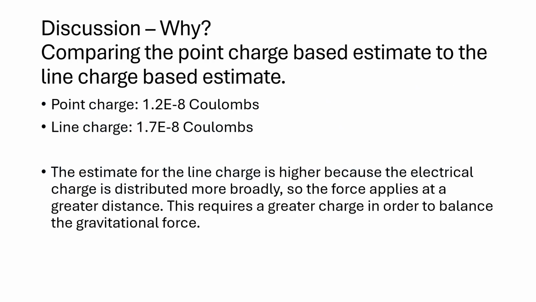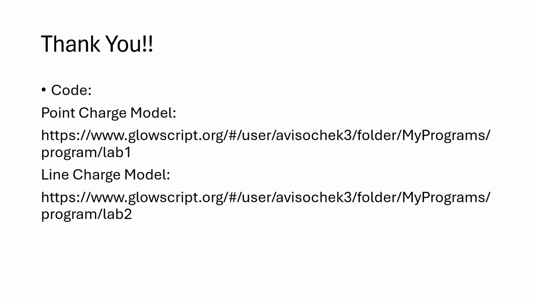So why is the estimate for the line charge higher than the estimate for the point charge? On the line charge, the charges are distributed farther apart, which means that a higher charge is required in order to counter the gravitational force.